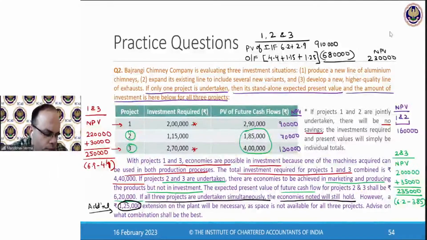Prachi, so would you go for project 1 or 1 and 3 both? I think 1 and 3 both, right? Project 1 is giving you only 90,000. So 1 and 3 would be a good option.